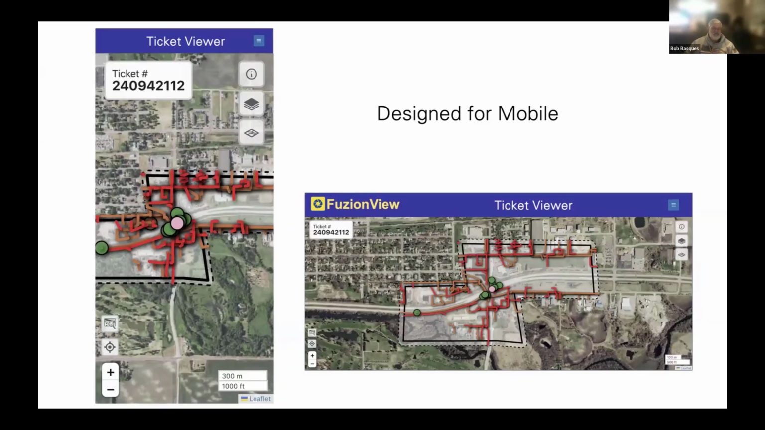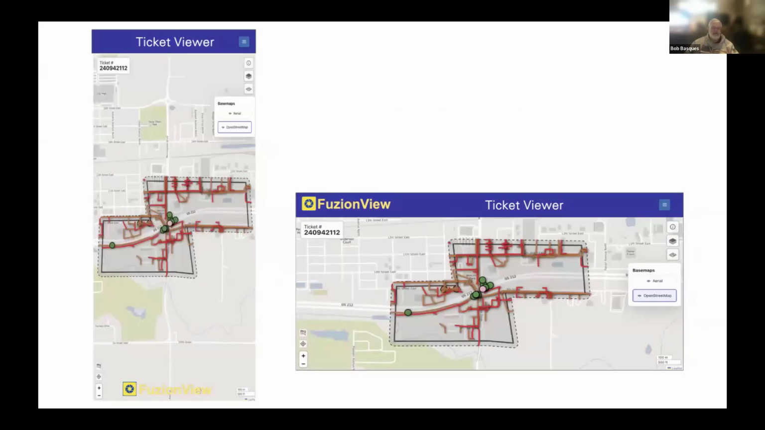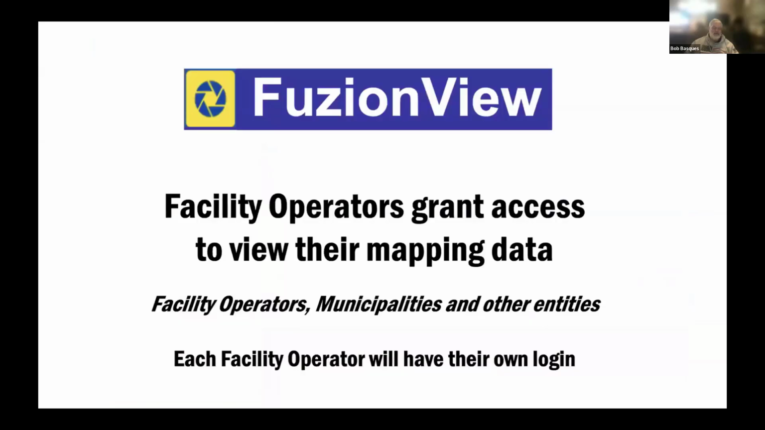Again, the ticket viewer is just our particular take on how you can present the information. There's an API behind the scenes that is actually populating this whole interface. Same deal with the different kinds of maps that you can use and aerial photography as well.